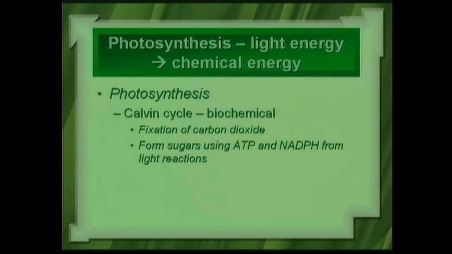Another thing too is that during the Calvin cycle, you have the fixation of carbon dioxide to form sugars. Remember, glucose is C6H12O6, so you have 6 carbons in glucose.